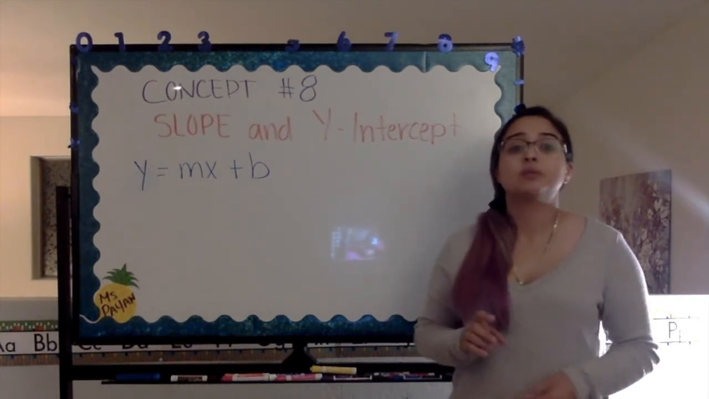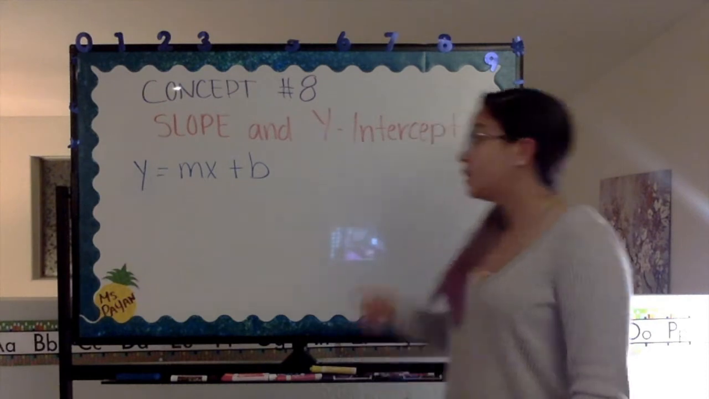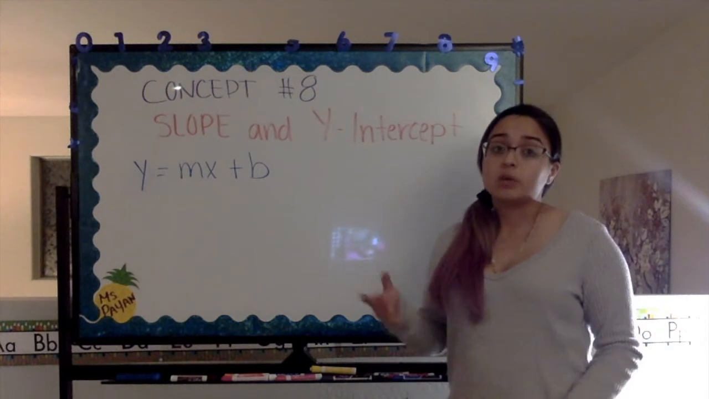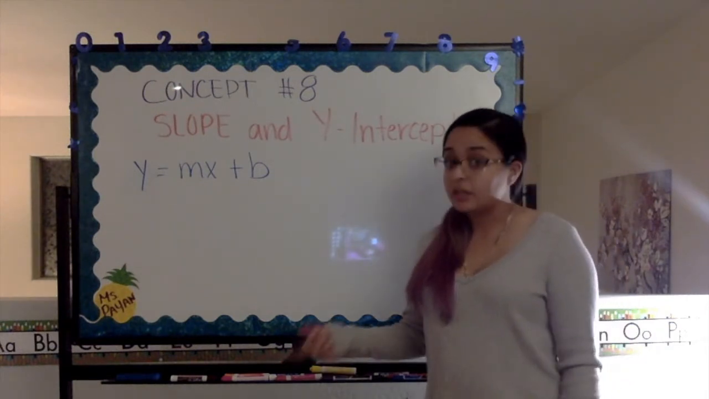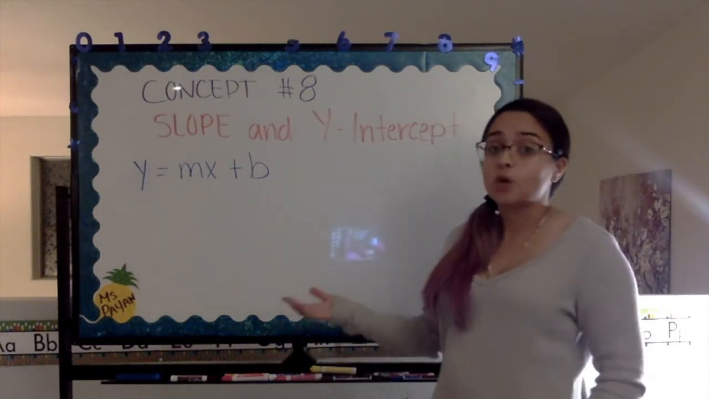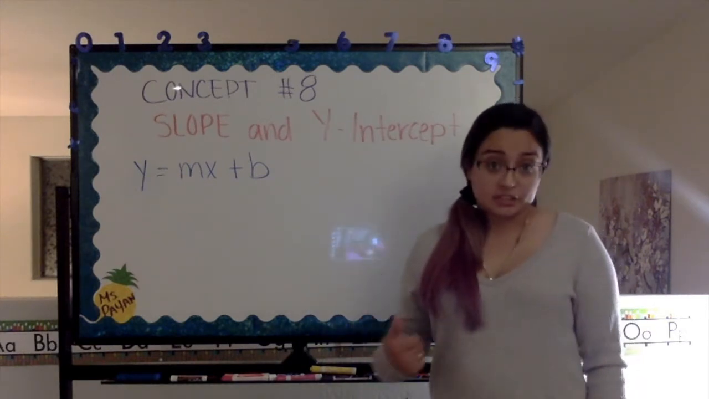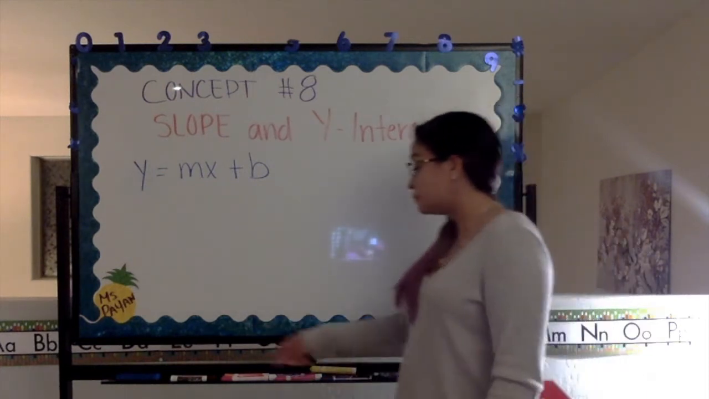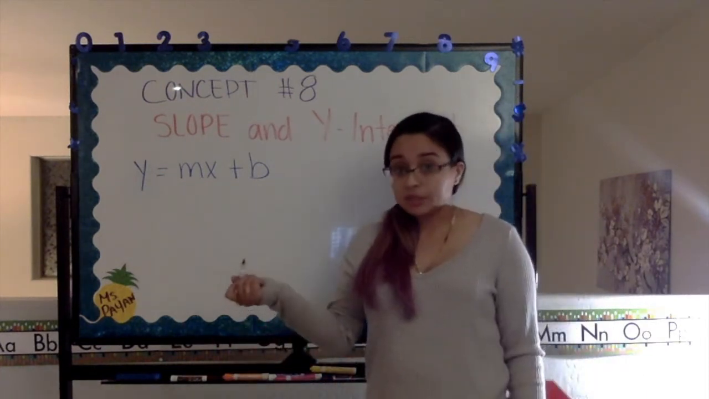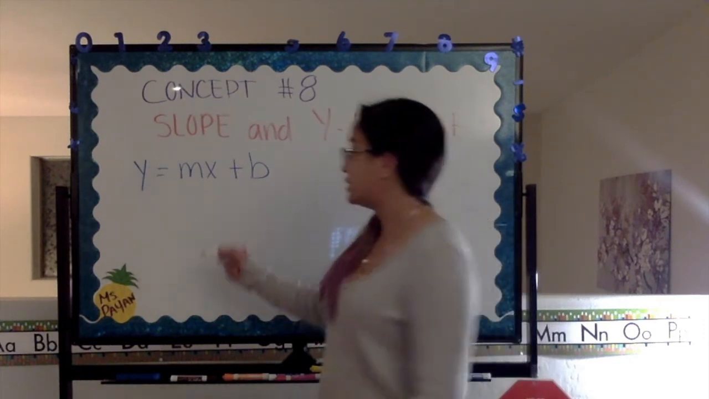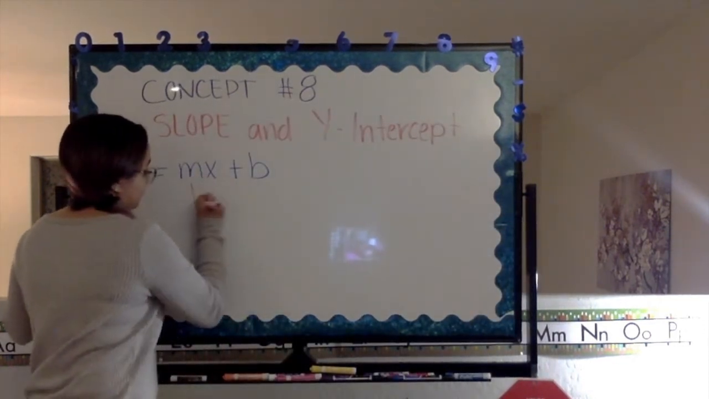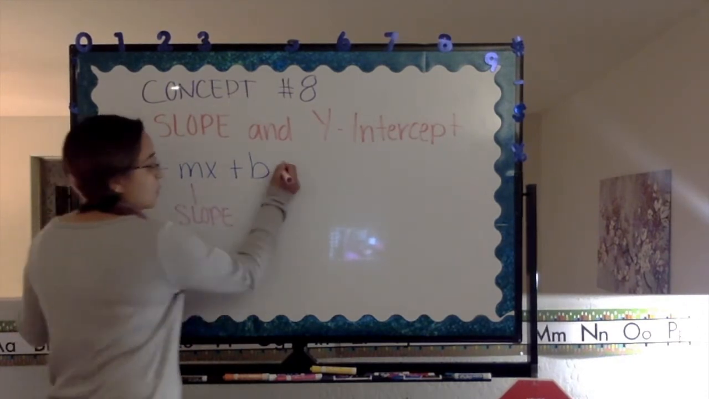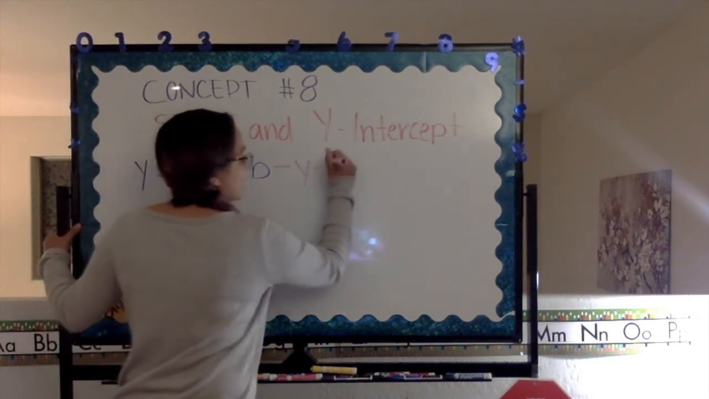Today we are continuing once again with concept number 8, which is slope and y-intercept. So, very quickly reviewing what we learned yesterday in Math Merit, which is how to identify the slope and the y-intercept in a y equals mx plus b formula. What we learned was to identify slope, which is m. This is our slope. And our b is our y-intercept.